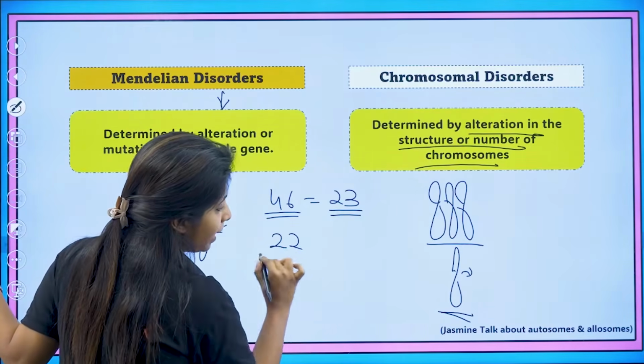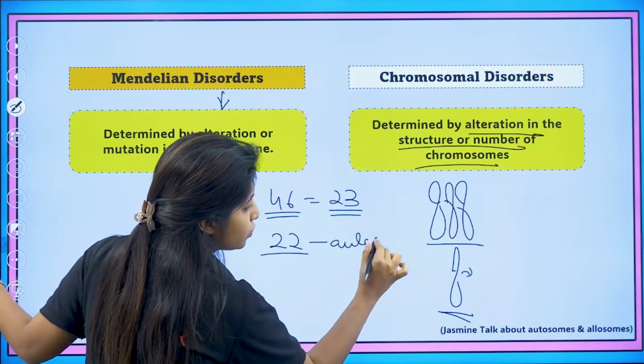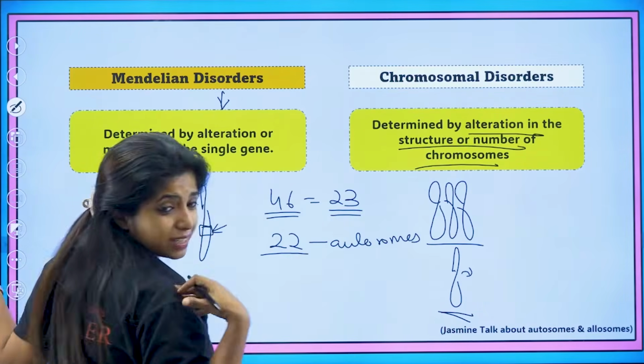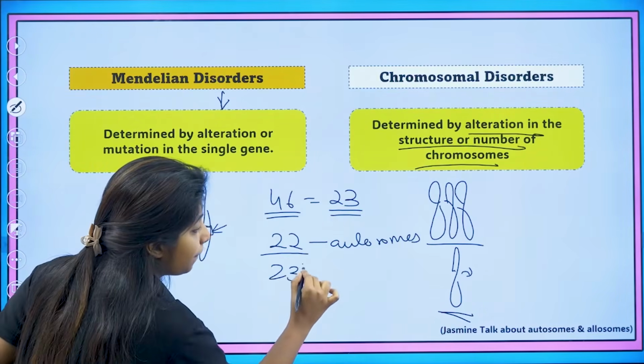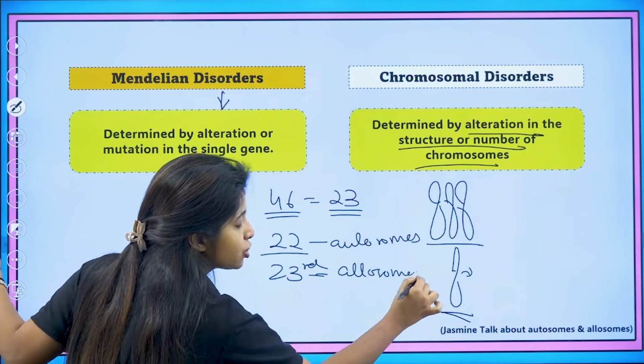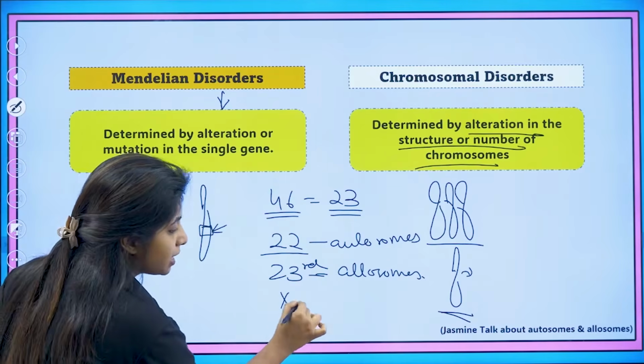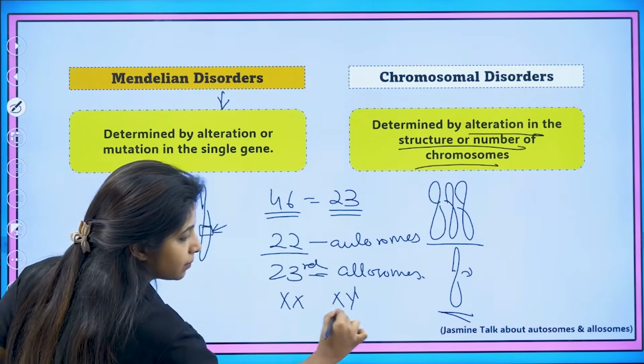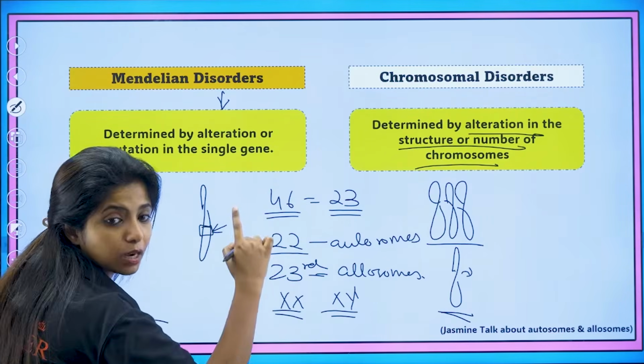So 22 pairs, my dear children, are autosomes. That means they do not have anything to do with our sex. Whereas the 23rd pair, my dear children, is known as allosomes or sex chromosomes. They can be either XX or XY.